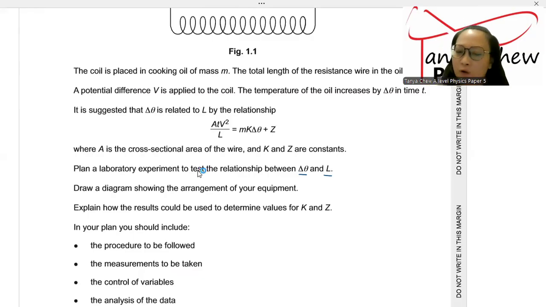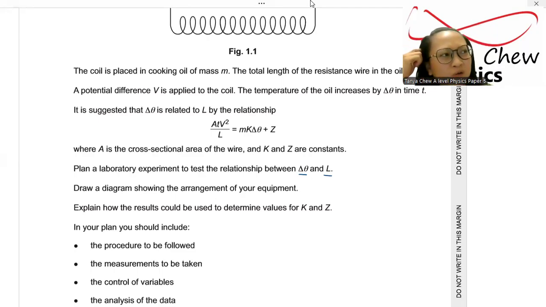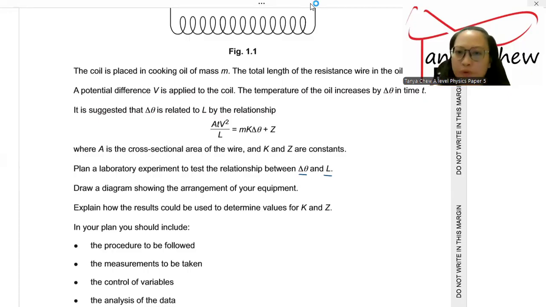Check between delta theta, which is the change in temperature, because it is the increment of the temperature of the oil. Is it very easy to alter? When you talk about delta theta, the increase in temperature, don't you think that you need the initial temperature, you need the final temperature, and you need to find the difference between the two?